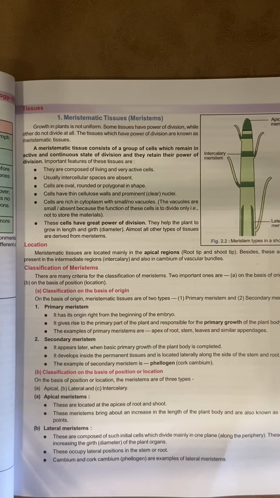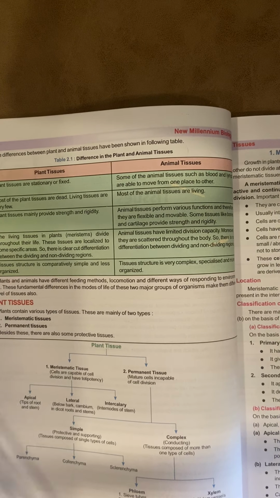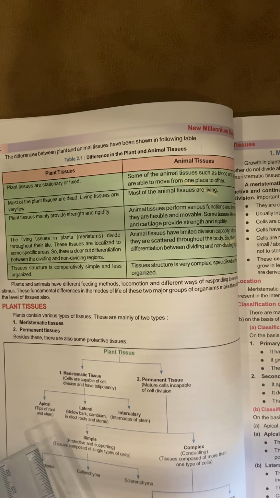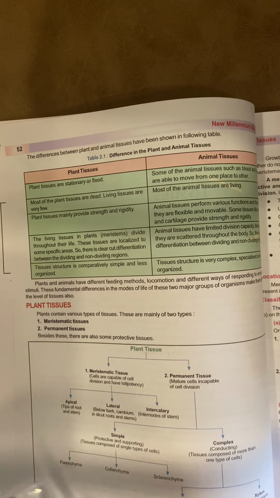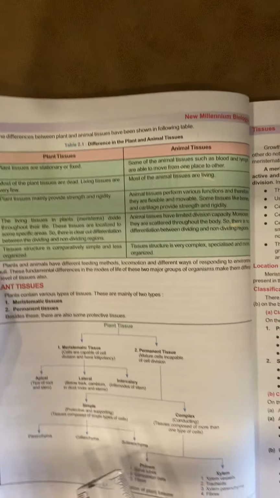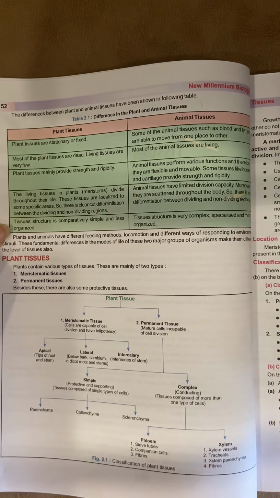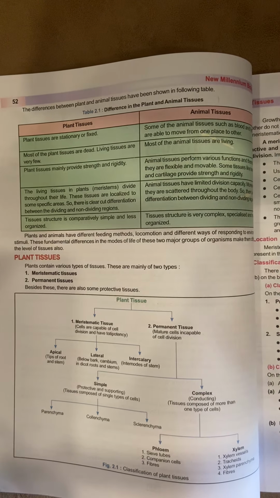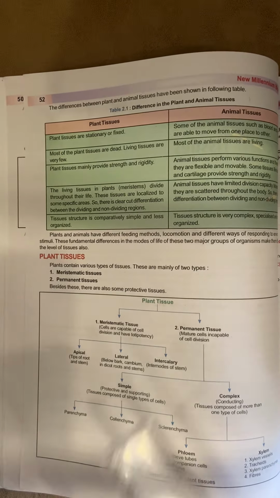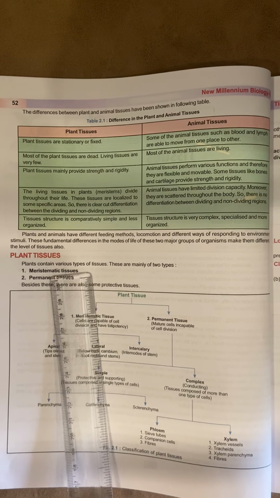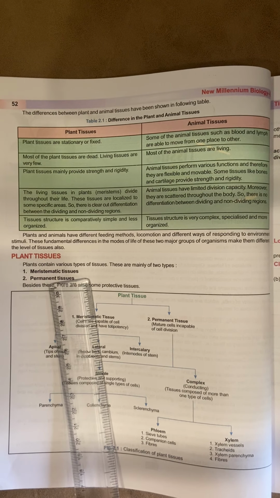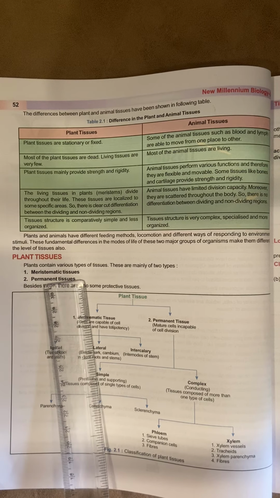Now talking about the types of the plant tissues. So we'll be now talking about the various types of plant tissues in a nutshell. So mainly the plant tissues are of two types, that is the meristematic tissue, which are the continuously dividing tissue, and the permanent tissue.